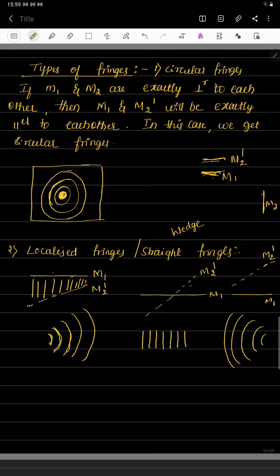Now look at the second case, that is, if M1 and M2 dash exactly cross each other, then straight fringes you are going to get. Alternate bright and dark straight fringes you are going to see when M1 and M2 dash exactly intersect each other in the middle. In the middle, if M1 and M2 dash are exactly intersecting, then the straight alternate bright and dark fringes you are going to see. And in the third case, the same.